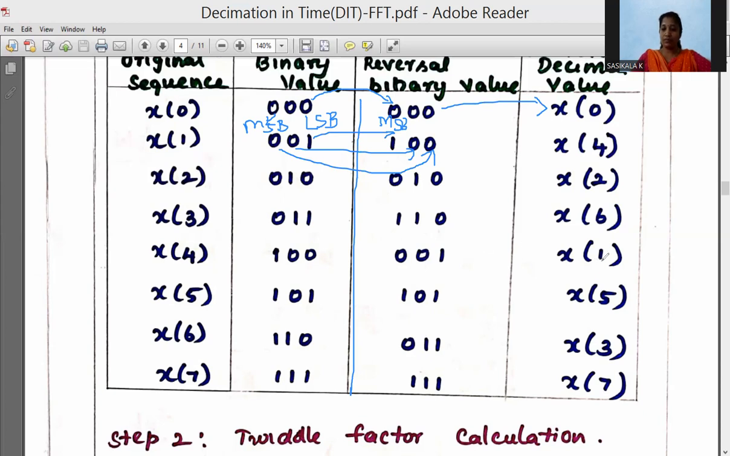0, 0, 1 is 1. 1, 0, 1 is 5. And 0, 1, 1 is 3. And 1, 1, 1 is 7. So this is the bit reversed decimal value. See, listen, this is the bit reversed decimal value.